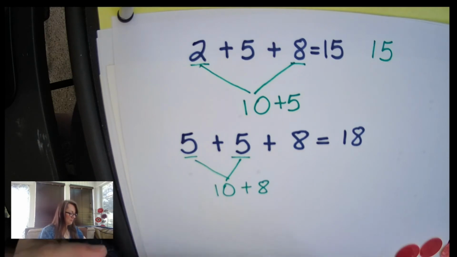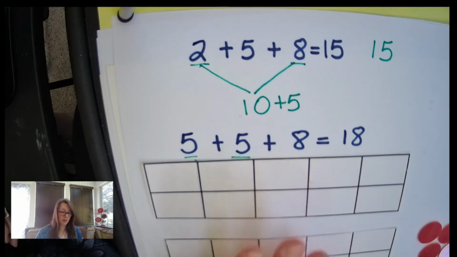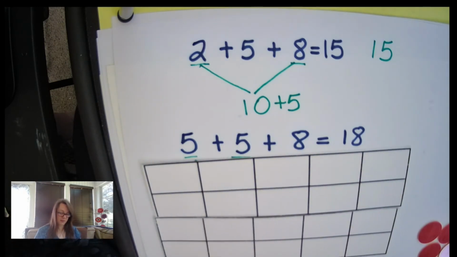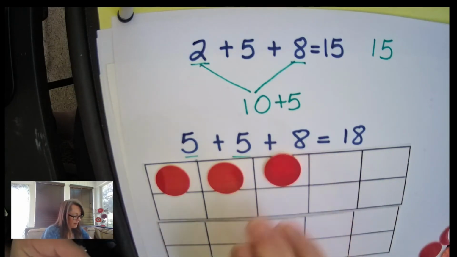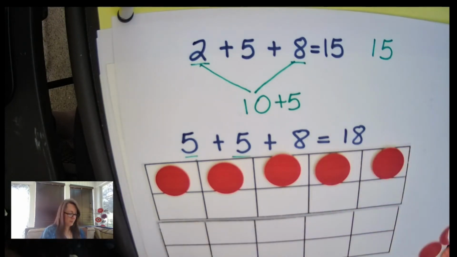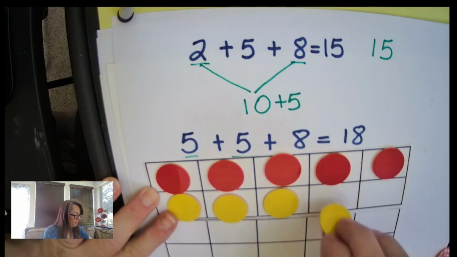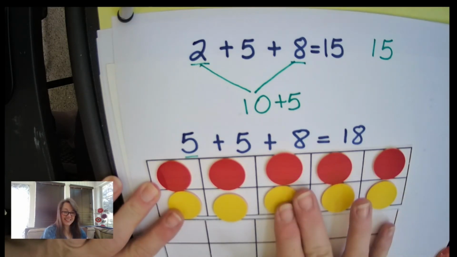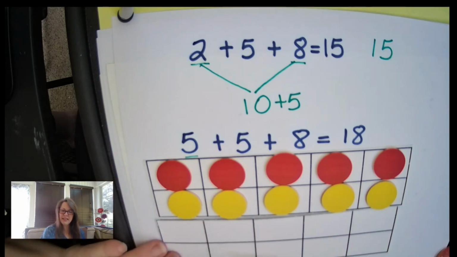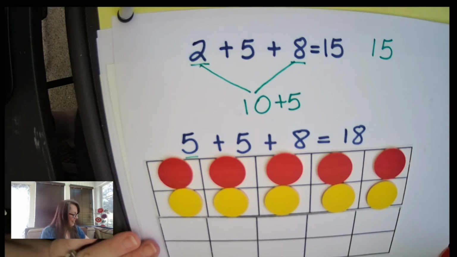Let's look at that. 5 and 5 on our 10 frame is going to fill up a whole 10 frame. 1, 2, 3, 4, 5, and 5 more. 1, 2, 3, 4, 5. That's our 10. And how many more do I need to represent this problem? Yes, I need 8 more.